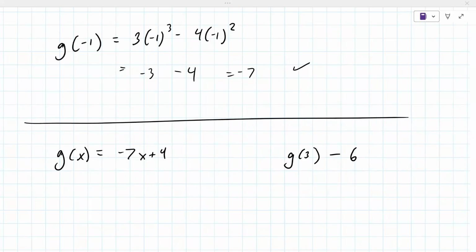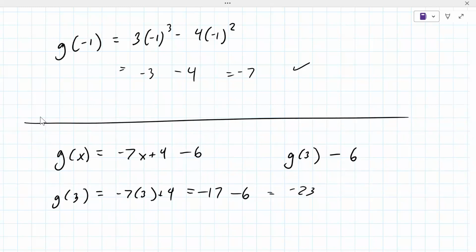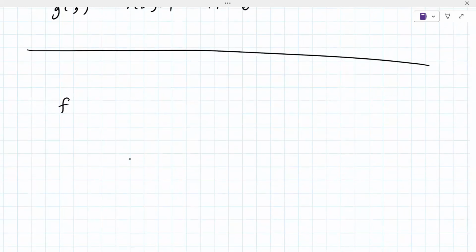Is it -23? Yes, g of 3 is -7 times 3 plus 4, which is -17, minus 6 ends up being -23. Good. What if I tell you, and these are just kind of the odd ones here, let's just say f of x equals 5. What is f of 3?